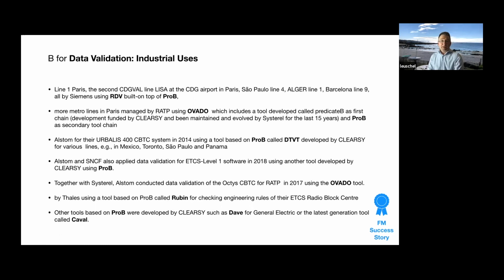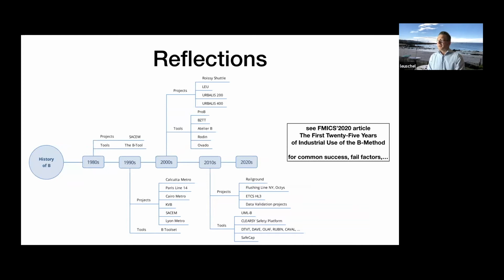There are quite a lot of mainly railway applications, both trackside and onboard, which you can also find in the paper, where data validation has proven to be very useful. If you look closely, you see there are quite a lot of custom tools that have been developed for various customers, various lines, which then automatically check the data, flag errors, and produce validation reports. Again, more can be found in that paper, where we also analyzed common success and fail factors.